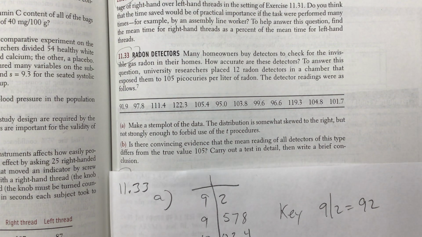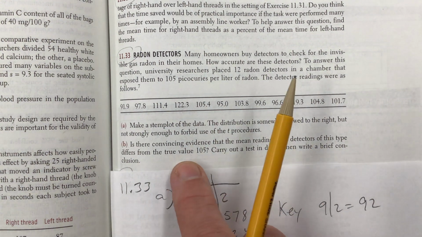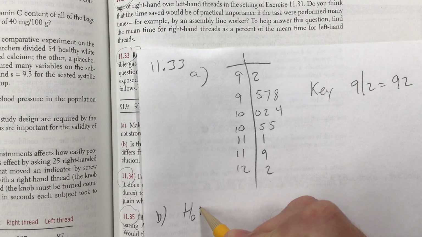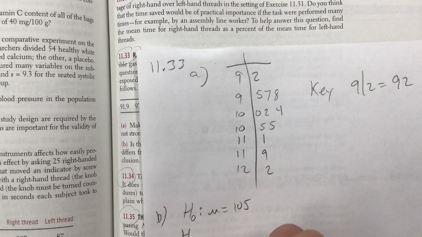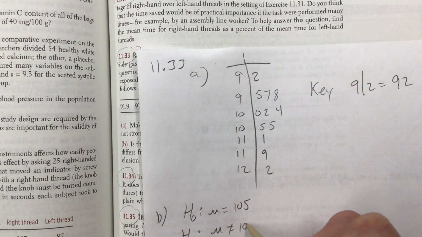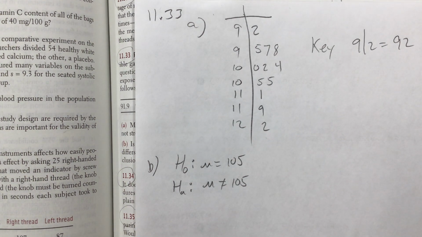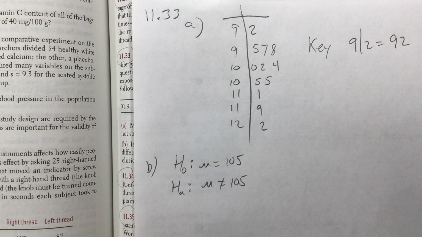Okay, letter B. Is there convincing evidence that the mean readings differs from the true value of 105? Okay. So null hypothesis is 105. Alternative differs, so that means two-tailed. Not 105. Okay, we just checked for normality. Looks good. The number of readings possible here, lots and lots and lots, right? So we don't have any issue with using the standard deviation formula. Population is very large. And it should be unbiased data. We're just simply testing radon detectors. So I'm assuming they were not purchased with any bias method.